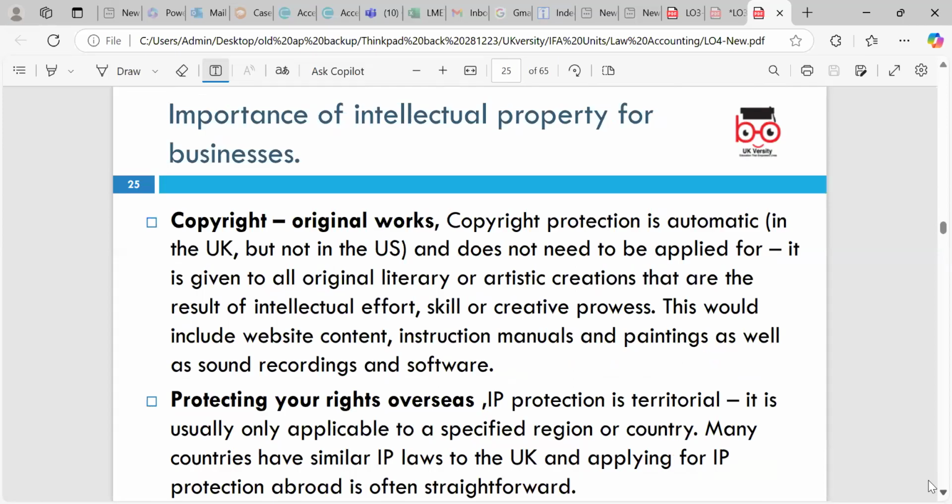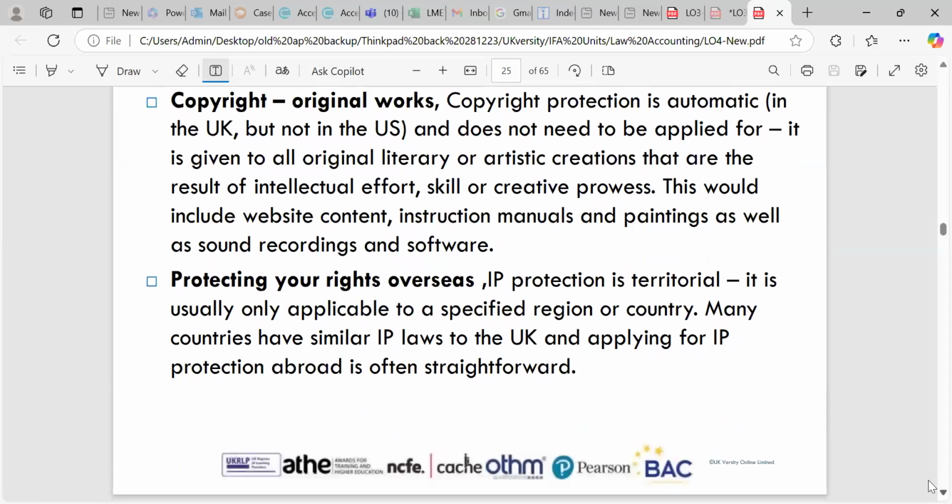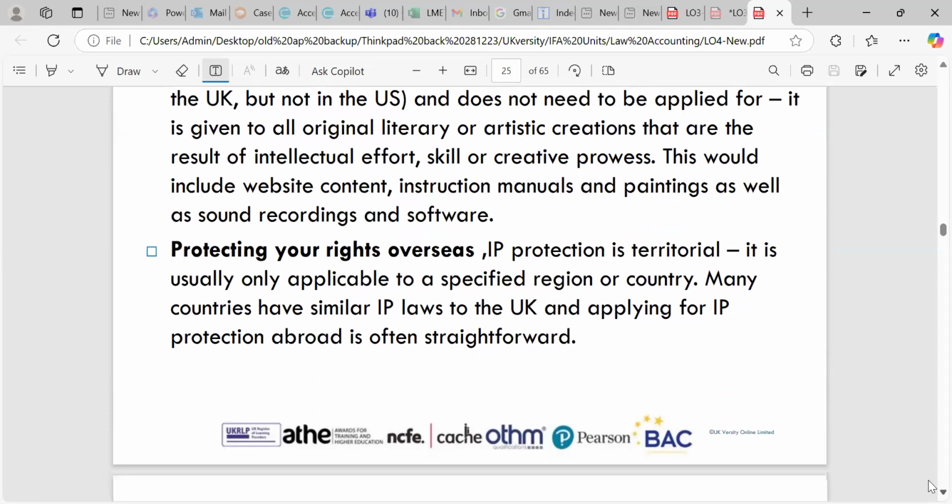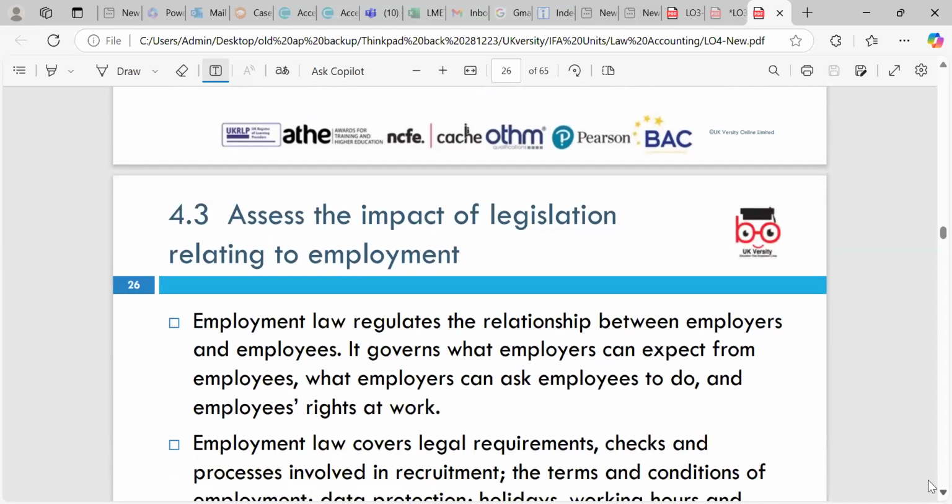So if you have your business in an account, or are a member of, and you create something, the system, the copyright or original work, we can protect the skill of creative work, which can include the website contents and instruction manual. Protecting your rights overseas: IP protection is territorial and is usually only applicable to the specific region or country, if the country has not signed. Countries have similar IP laws to the UK, and applying for IP protection abroad is often straightforward, which we can look around when you're dealing with it.